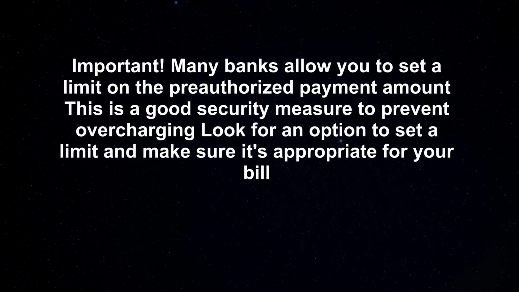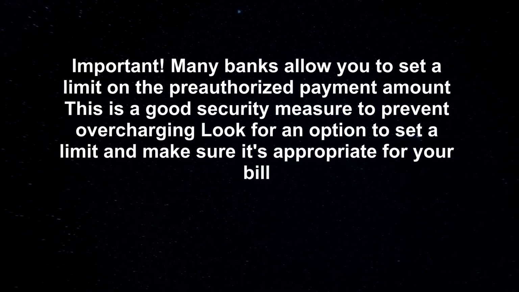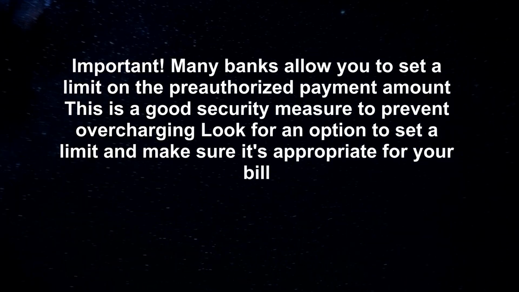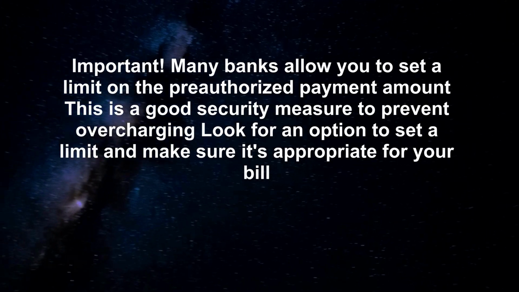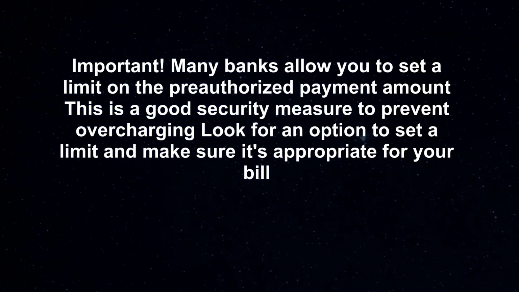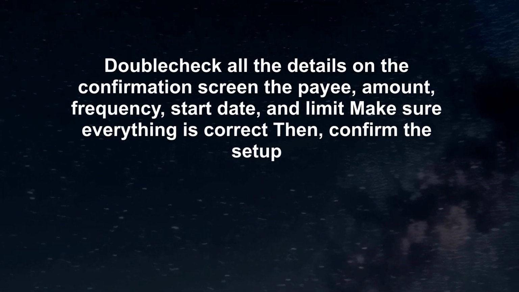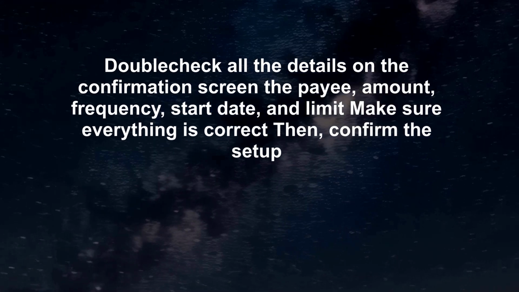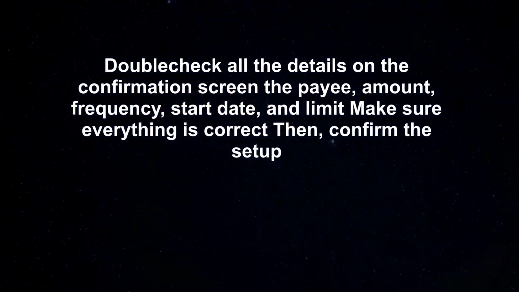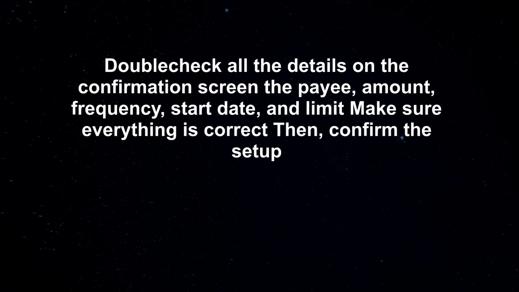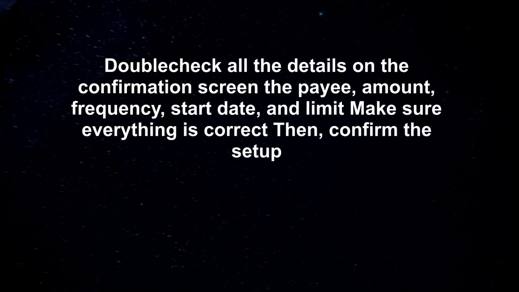Important: many banks allow you to set a limit on the pre-authorized payment amount. This is a good security measure to prevent overcharging. Look for an option to set a limit and make sure it's appropriate for your bill. Double-check all the details on the confirmation screen: the payee, amount, frequency, start date, and limit. Make sure everything is correct, then confirm the setup.